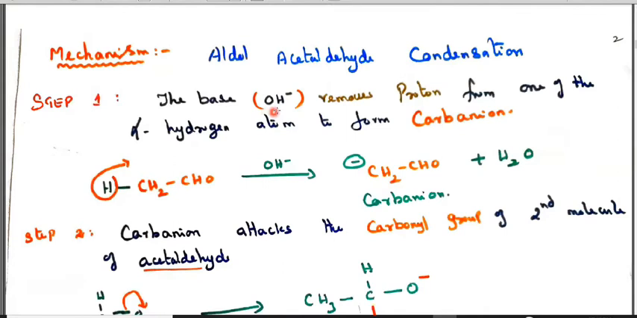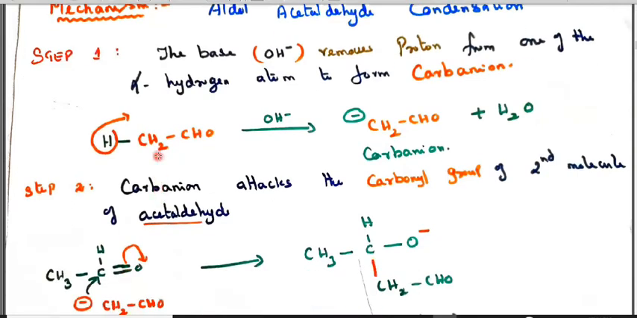In the first step, the base OH minus from the alkali removes the proton from one of the alpha hydrogens to form a carbanion. Here I have taken one molecule of CH3CHO, and that H I have shown outside, because this OH minus ion is going to remove this H and leave as H2O. The bonded electrons are written on top of CH2CHO as a charge. So minus CH2CHO is called a carbanion.